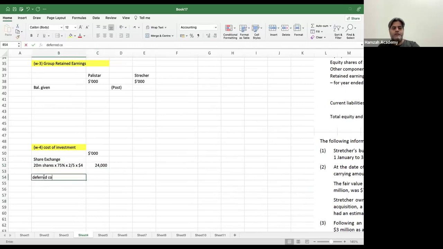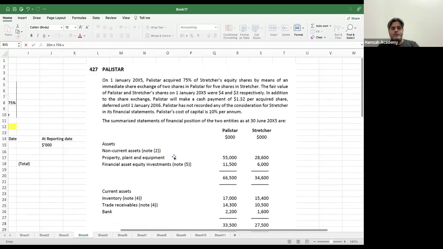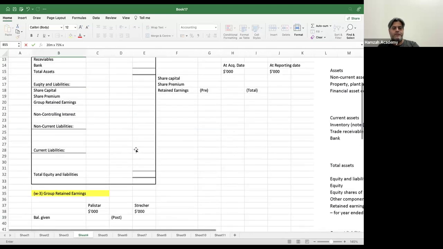Then we have the deferred consideration over here: 20 million shares into 75% acquired, and then we are supposed to pay them what? $1.32 per acquired share.